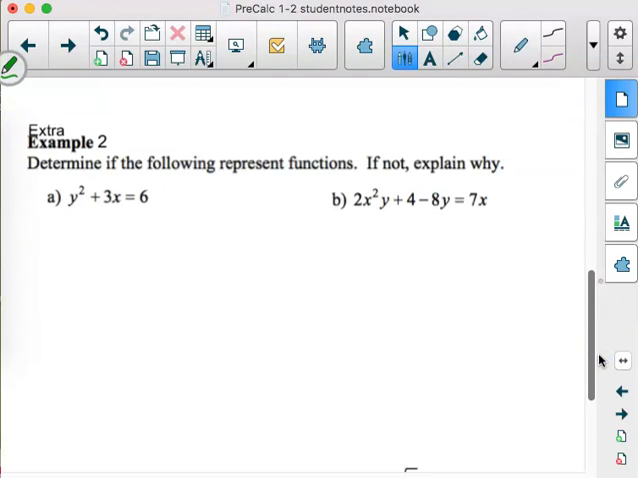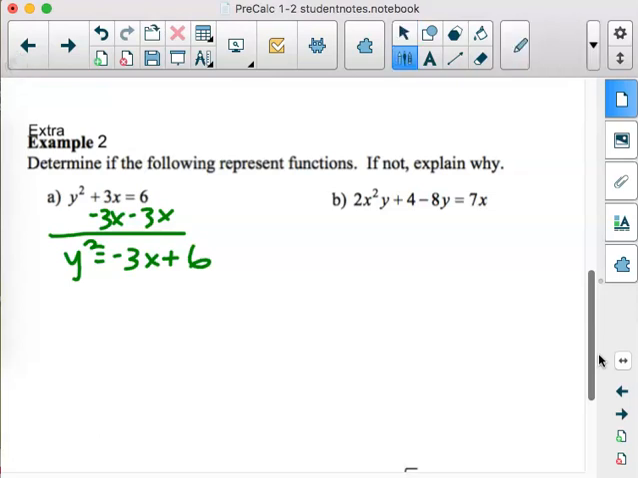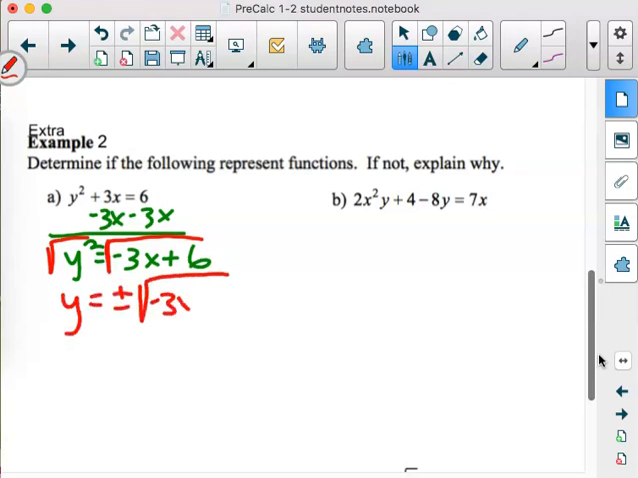So determine if the following represent functions. If not, explain why. Well, we just said we have to have y by itself. So we would have to subtract 3x from both sides. And you could write it as 6 minus 3x or negative 3x plus 6. Makes no difference, but here comes the biggie. We would have to take the square root to solve this. And we've talked about this before, that whenever we physically write down that square root symbol to solve, then we have a positive and a negative. So that tells us we have 2 outputs here.